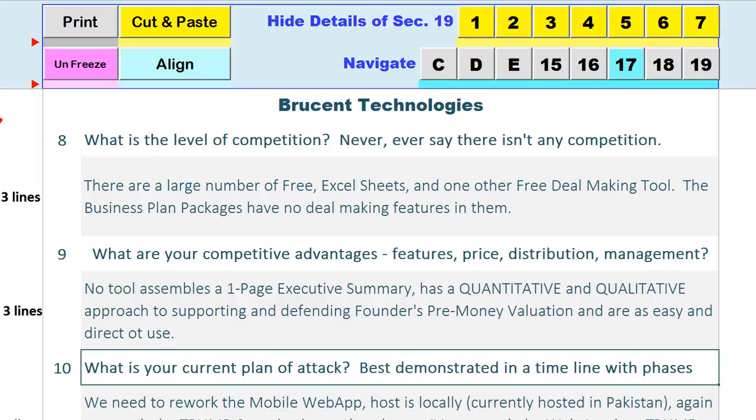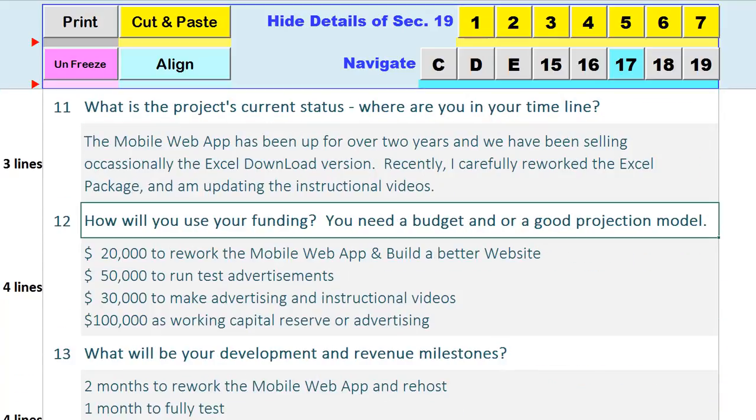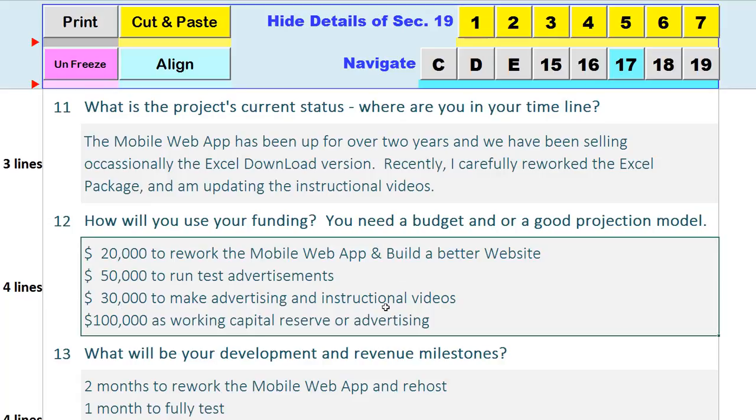Don't burn through all of your money and find out that you only completed the first 3 and you got 10 more to go. That does not sit well with investors. Let's scroll down to the next one. How will you use your funding? You need a budget and/or a projection model, a good one. So list what you need and then put it in the model and see how it all comes out.